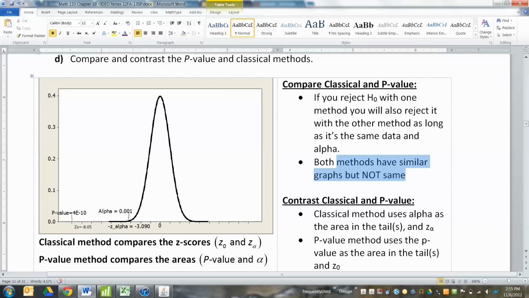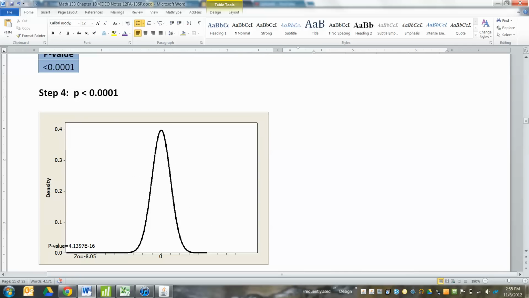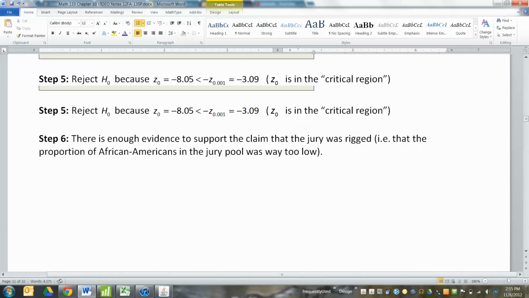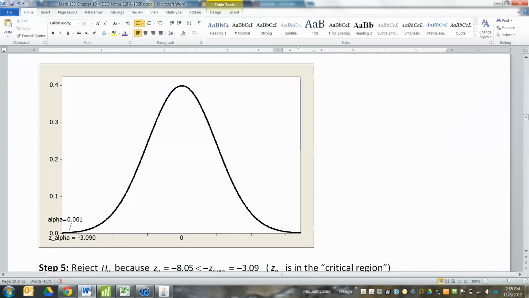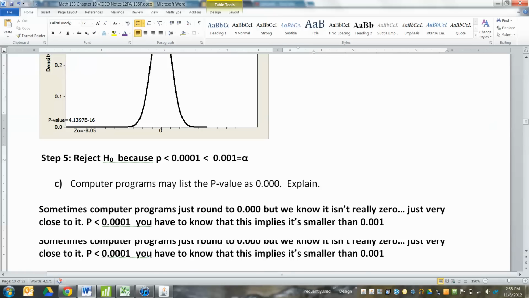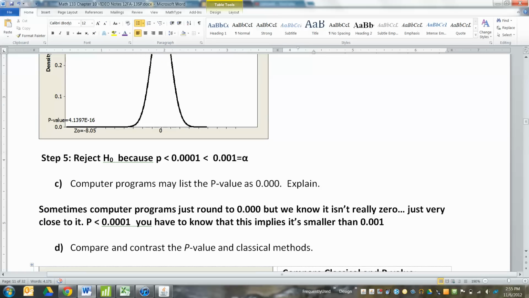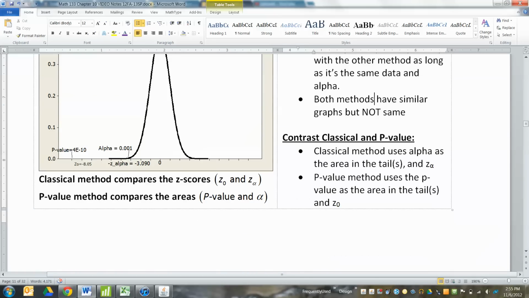Both methods have similar graphs, but they're not the same because one graphs z0 and the p-value. One graphs alpha and z alpha. They're not quite the same. In this particular example, z0 is way farther away than z alpha was. Right? It's really on the same curve. It's just different portions of it are shaded for the two different graphs.